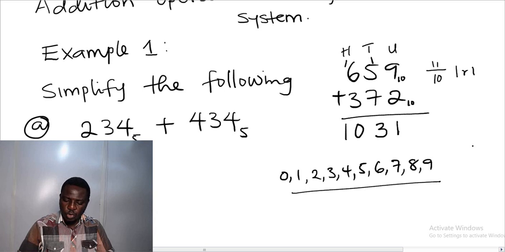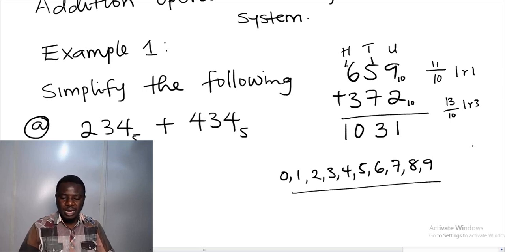So what we actually did was to write down 1, which is the remainder, and carry the multiple up. And 1 plus 5 gave us 6. 6 plus 7 is 13, of which 13 is also not a digit in base 10. So dividing 13 by 10 gave us 1, remainder 3. So you write down the remainder and carry the multiple up to the next higher digit.